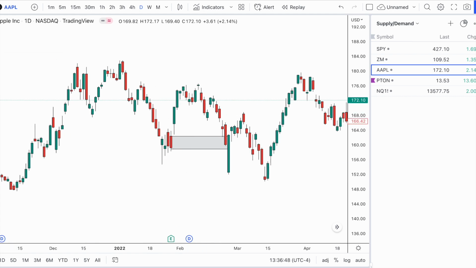So price, even though this is a good demand zone, we drop, we base, we have a huge gap. It's a very strong move all the way up to 176 from 160.